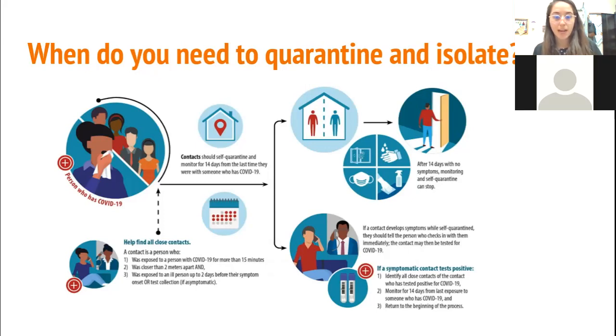And if a symptomatic contact tests positive, you want to identify all the close contacts that met the parameters I just spoke about, and you want to monitor for 14 days from the last exposure to the person who had COVID-19. Right.